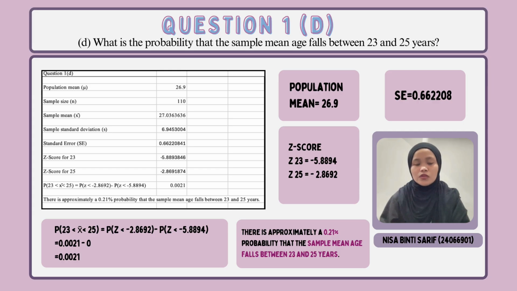0.662208. Moving on to the z-score, I take 23 and 25 minus the population mean divided by the standard error, and I get negative 5.8894 for z23 and negative 2.8692 for z25. So for the probability that 23 is smaller than x bar smaller than 25, the answer is 0.0021. So there is approximately a 0.21% probability that the sample mean age falls between 23 and 25 years.